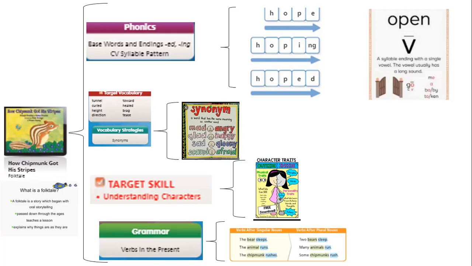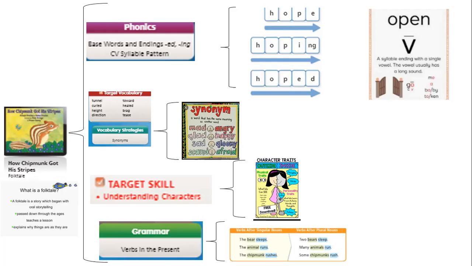And remember, you can describe Chipmunk. Right now I can see he's little, he's brown, he has stripes. But right now I can't describe his traits because I haven't read the story yet. I could only describe his outsides.